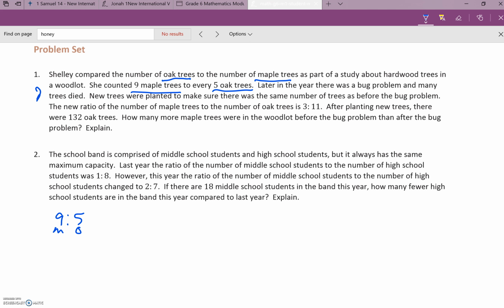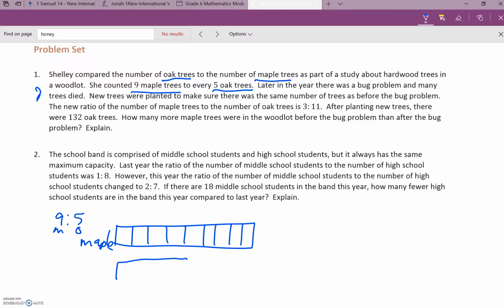So I'm going to start by making that tape diagram. So I have 9. And I'm labeling it maple. And then I have 5. And these were my oak trees.